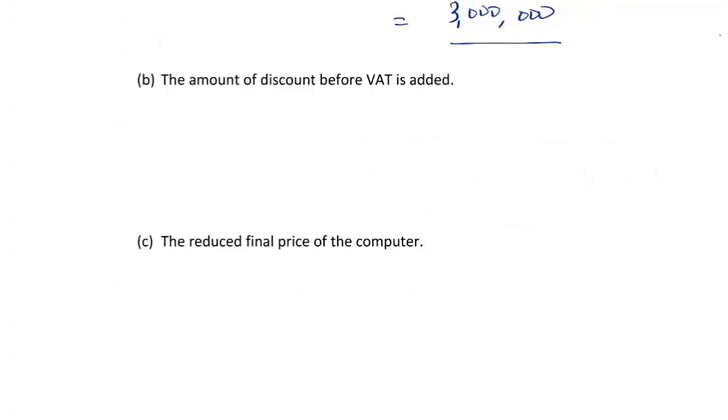Okay, so part B of the question, we are supposed to calculate the amount of discount before VAT is added. The amount of discount before VAT is added is equal to 25% of 2.5 million, which equals 25 over 100 times 2.5 million, of which after solving this one we are going to have 625,000 shillings.